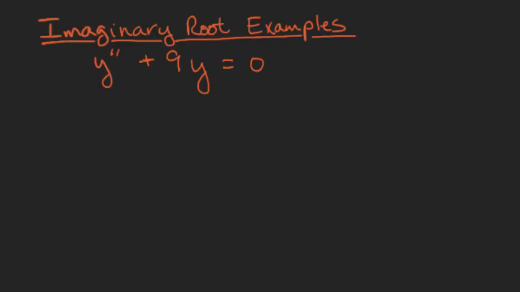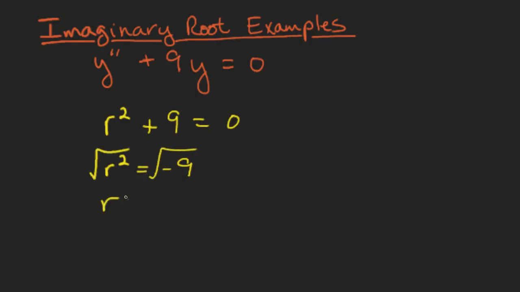Today we're going to discuss the homogeneous equation for the imaginary root examples of a second order differential equation. So set up your characteristic equation. In this case it would be r squared plus 9 would equal 0. Let's solve for r, square root both sides, and r would be plus or minus 3i. So technically what you have here is 0 plus or minus 3i.